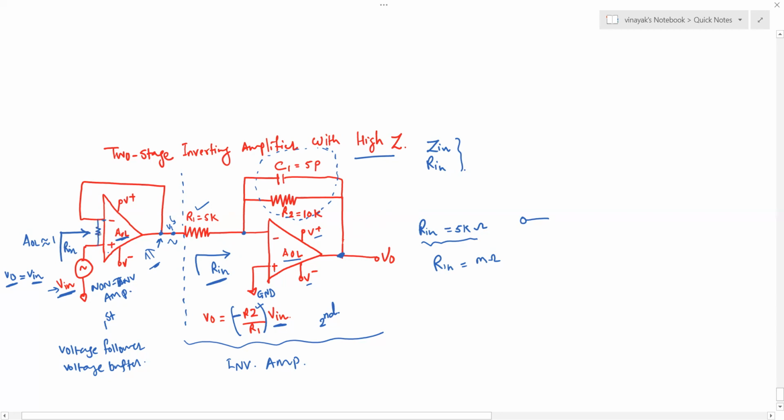If we look at the input resistance or input impedance of this first stage, it is very high, which is the differential impedance of the amplifier, that is Rin or RD. In a practical op-amp, RD is approximately equal to 500 times 10 to the power 6. It can be this high. The output impedance of the first stage is very low. So we can say that Rout here is very low, a few ohms or a few tens of ohms, so that can help us drive any amount of load, which is the second stage. This is how we can use the two-stage inverting amplifier with high input impedance.